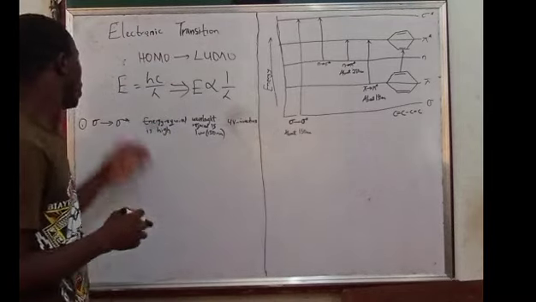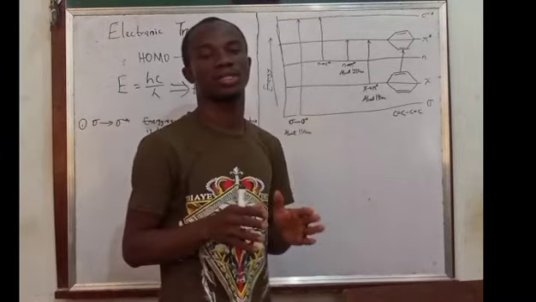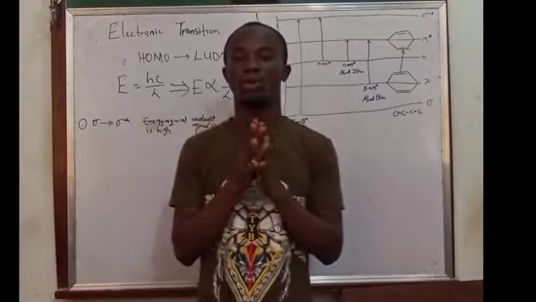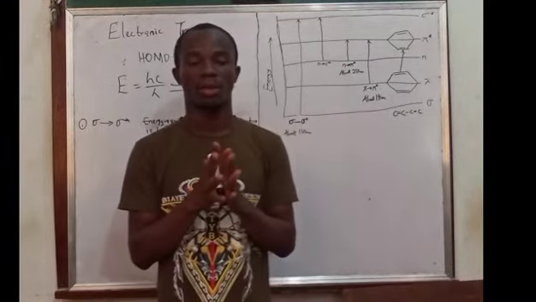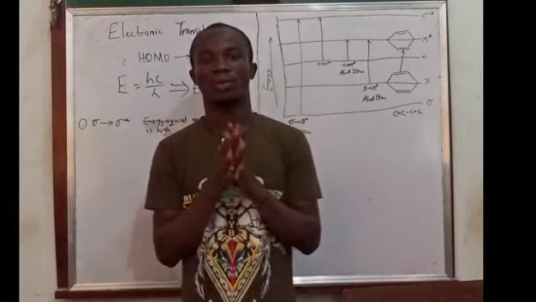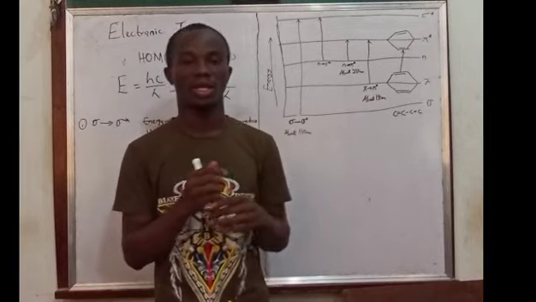These kinds of transitions are what we see in compounds that have single bonds, because single bonds are usually sigma bonds. So compounds such as alkanes, which have only single bonds, are UV inactive.